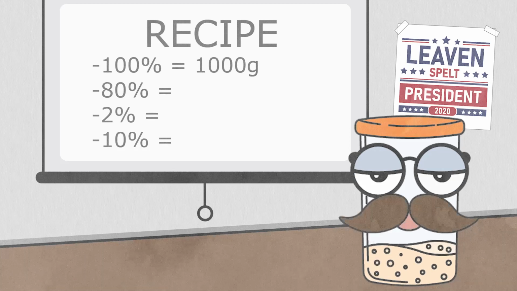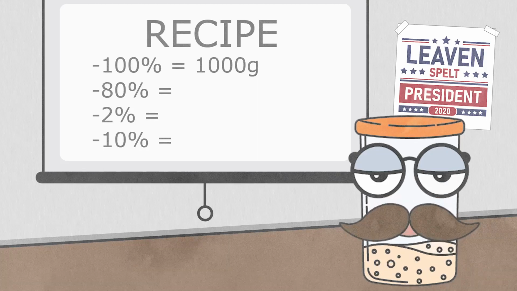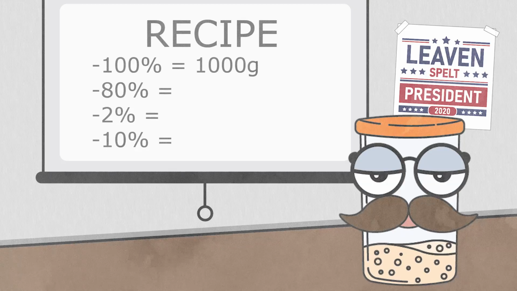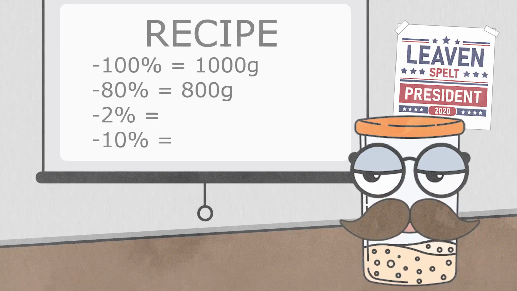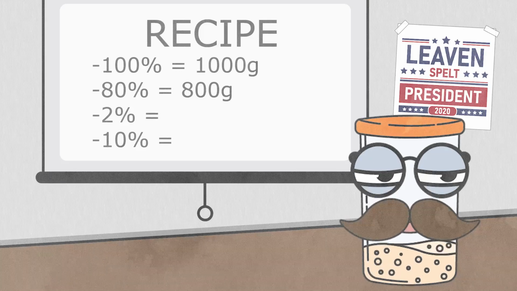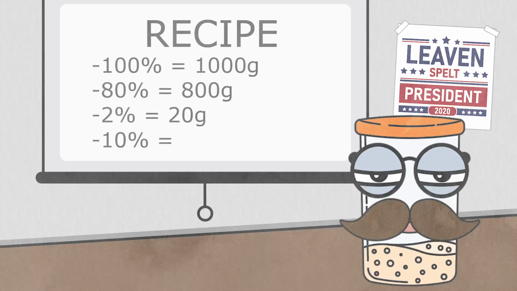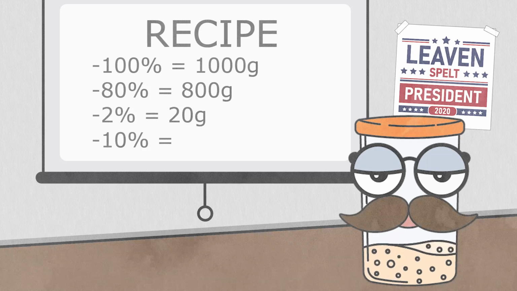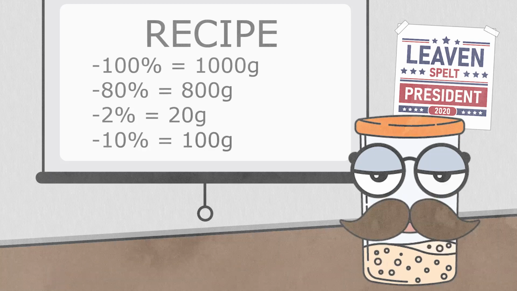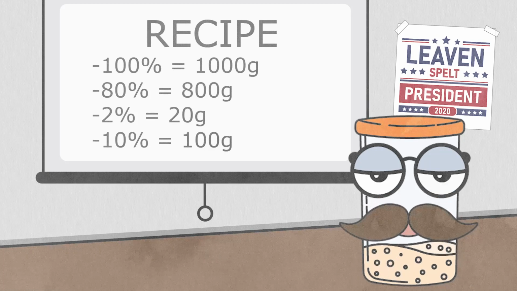As stated above, this 1,000 grams of flour now sets the standard for what all other ingredients will be measured against. So to keep the recipe the same, we'll need to add 800 grams of water, which is 80% of 1,000 grams. Then we will need to add 20 grams of salt, which is 2% of 1,000 grams. And how much starter will be needed for our 10%? Anyone? That's correct. We will need 100 grams.